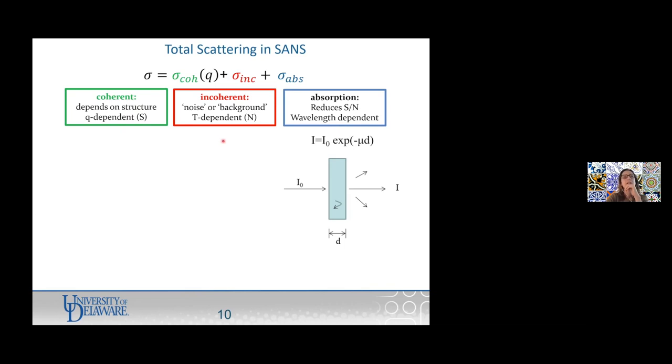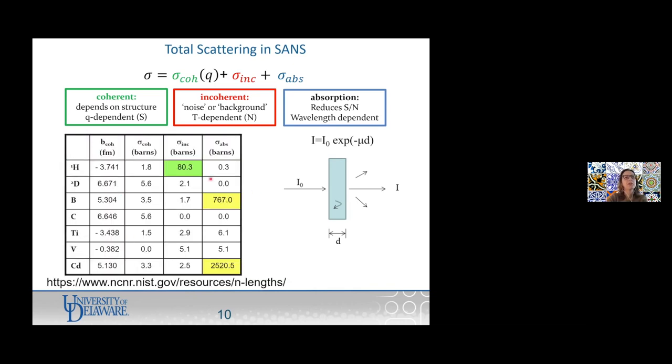Now your incoherent signal, which for all intents and purposes is the noise or the background for your SANS experiment, comes from the fact that there are different nuclei in your sample that have different spin states. For example, even for the same element, there are different spin states for certain nuclei if they're non-zero spin. And so the interactions can vary in ways that are not related to your structure. So you'll have a type of scattering that is not Q dependent, and that is kind of a flat background for your data. This you can think of as your noise, really.